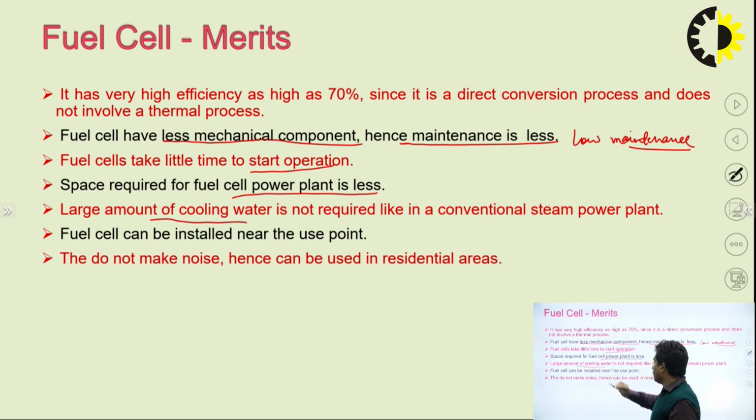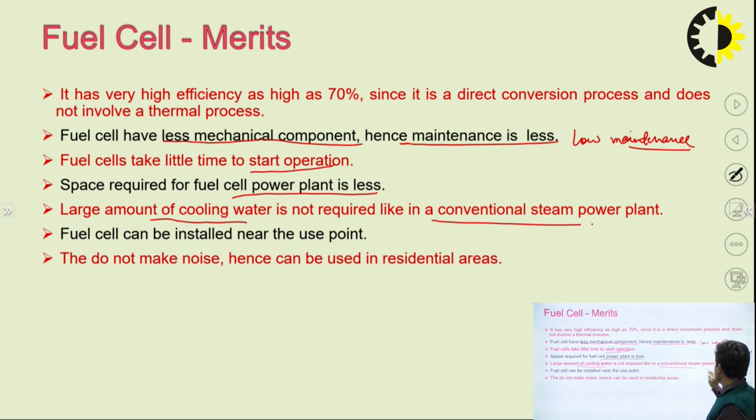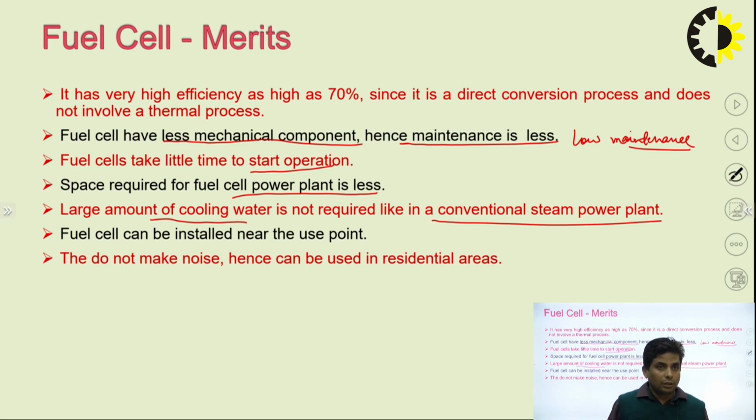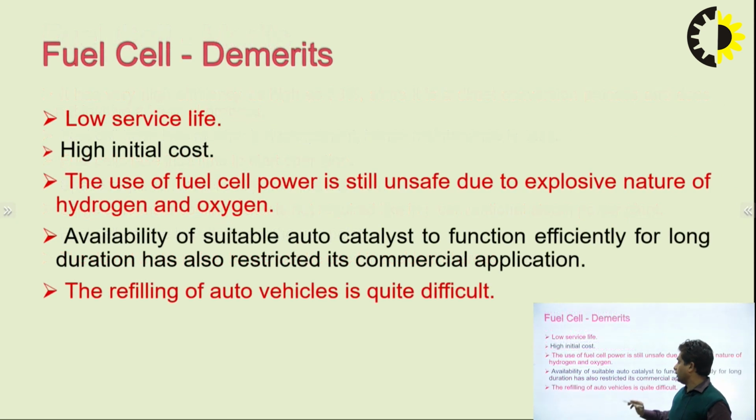A large amount of cooling water is not required, like in a conventional steam power plant. Definitely that is a very important advantage. In the case of a thermal power plant, what will happen? We require a large capacity of water for cooling purposes, as in a conventional steam power plant. But in the case of a non-conventional power plant like the fuel cell, we need very little. Fuel cell can be installed near the use point.